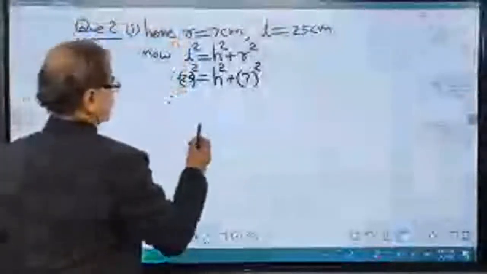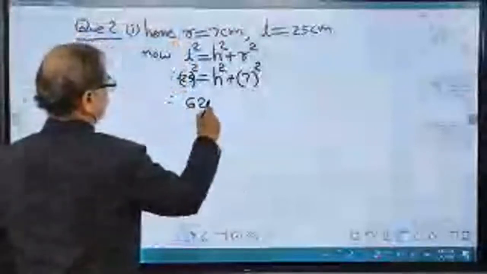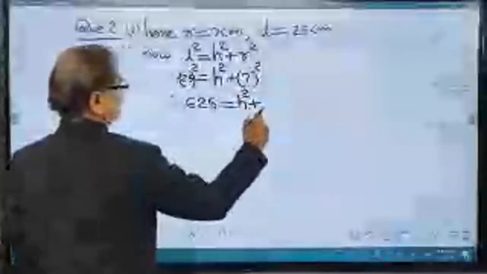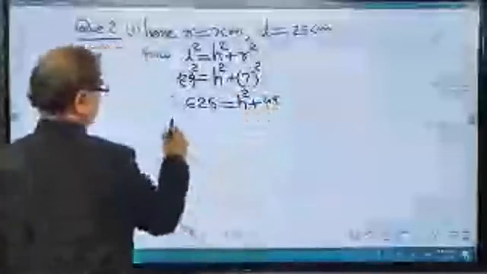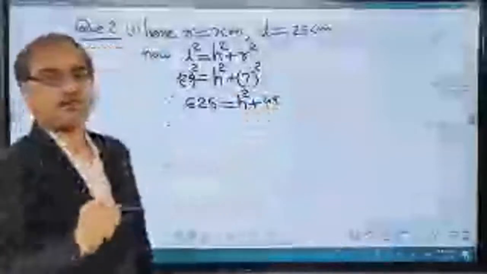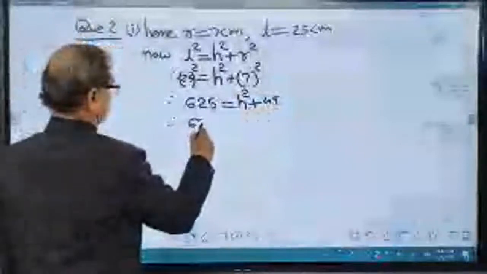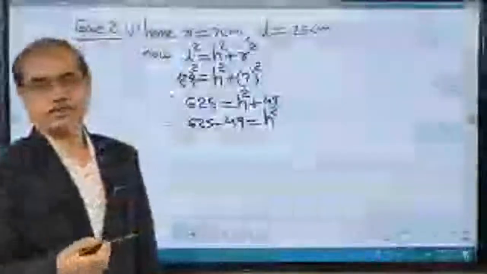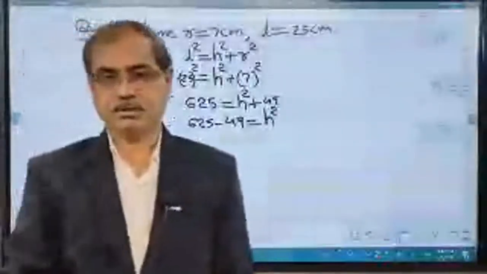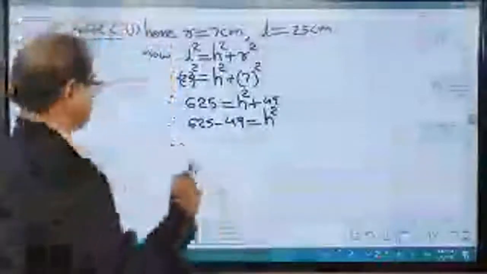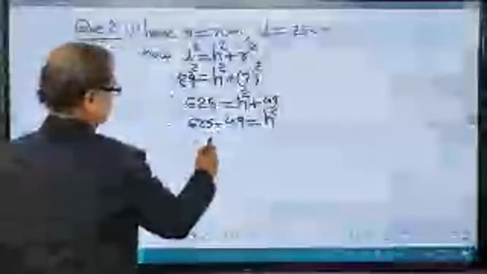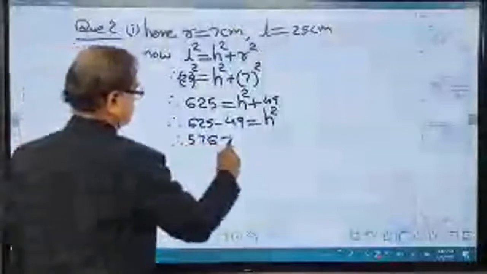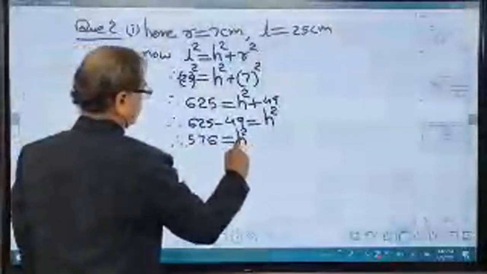Now 25 square, most of you know it, is 625, equal to H square on the right hand side, and 7 square is 49. For further calculation, we transfer 49 to the left hand side. So we have 625 minus 49. Most of you remember that value, but if you forget, it gives you 576 is equal to H square.